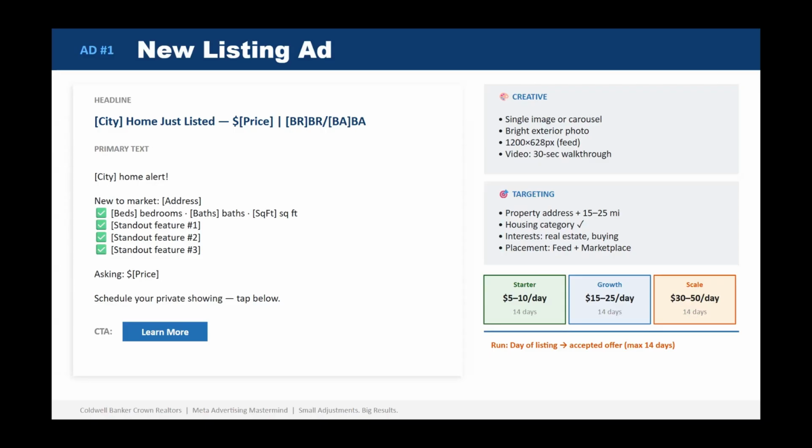Just a reminder, all of you have your own website through the Coldwell Banker Crown website. And so any of the leads, when you use that link, as long as it's through your website, any of those leads that come through the system will come directly to you. They won't go round robin through the office.